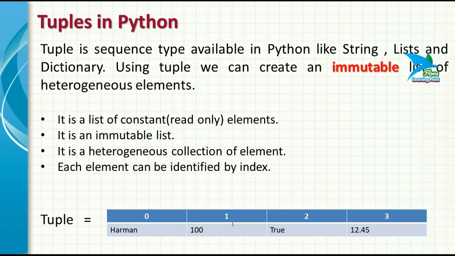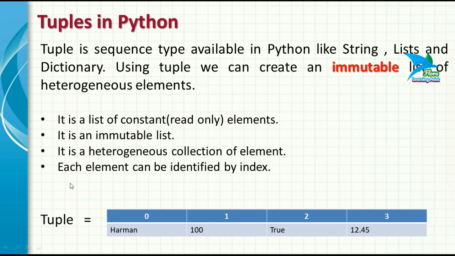Third, it is a heterogeneous collection of elements. Heterogeneous collection means you'll be able to store different types of data, like on zero index you can store a string, on one index a boolean, and on another a different type of data. And the next feature is that each element can be identified by using an index. A tuple is like a list where you can access elements by index, and the index always starts from 0.